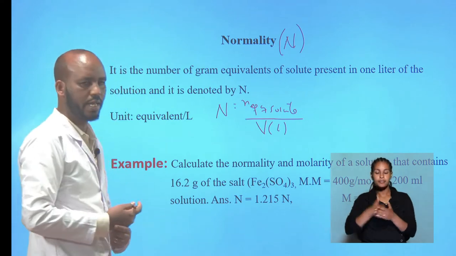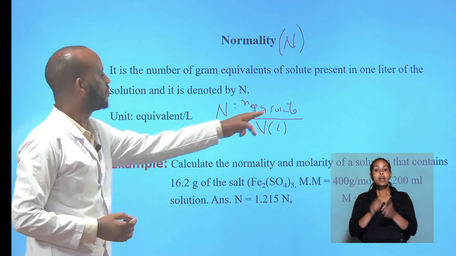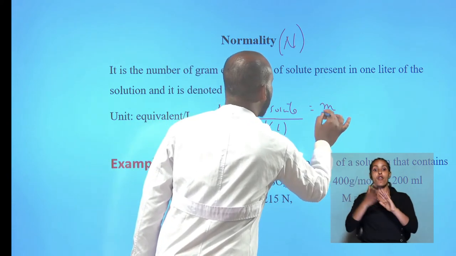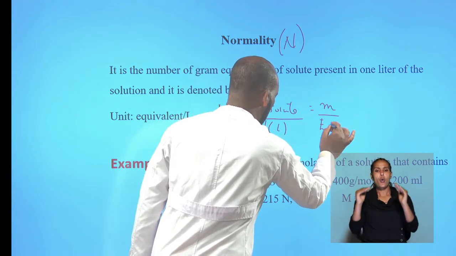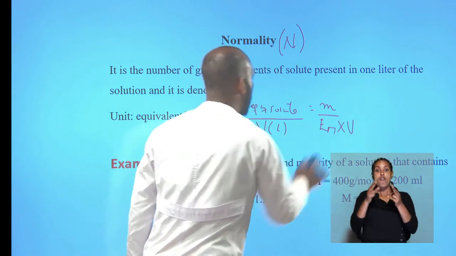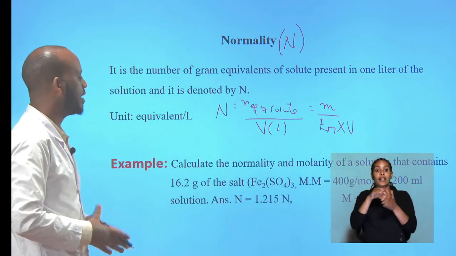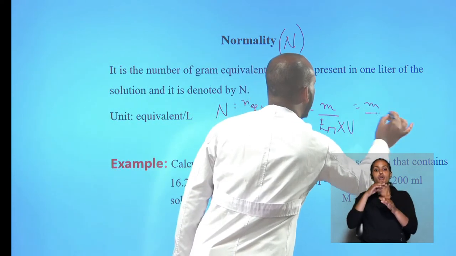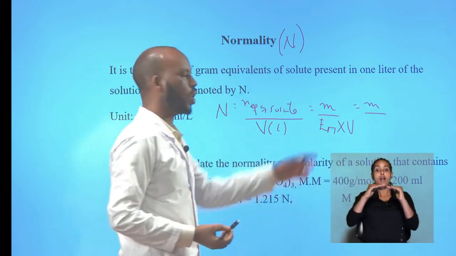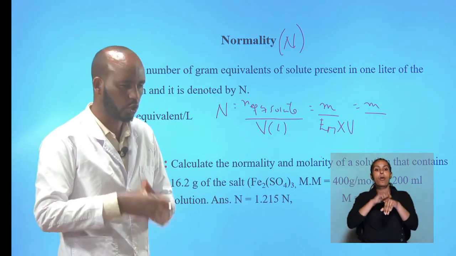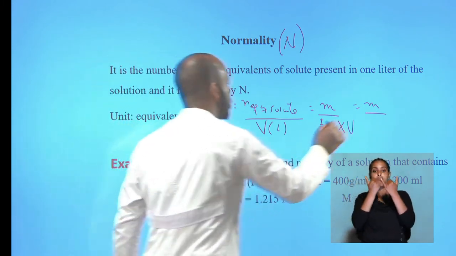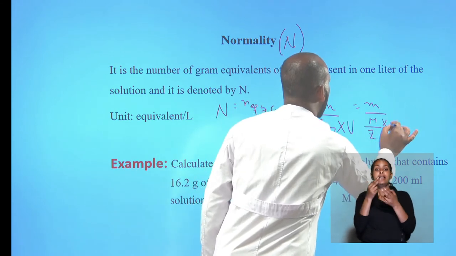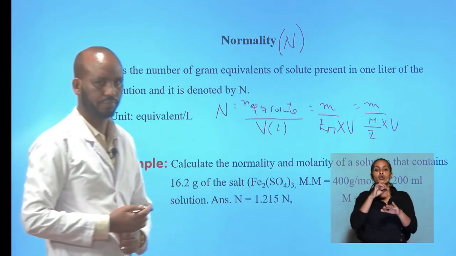Volume of the solution in liter. Number of equivalents of solute equals mass of the solute divided by equivalent mass of the solute, times volume of the solution in liter. We can write this as mass of the solute divided by equivalent mass of the solute, which is molar mass of the solute divided by Z, times volume of the solution.